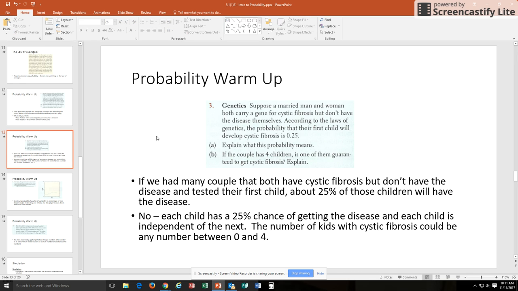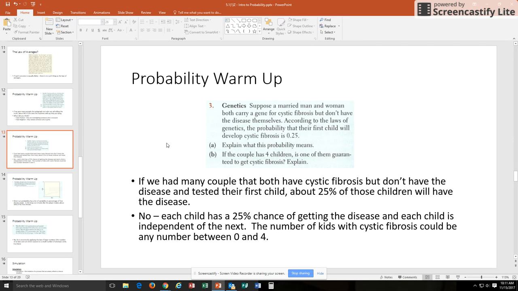Okay, so let's look at another example here. This one is genetics. Suppose a married man and woman both carry a gene for cystic fibrosis, but don't have the disease themselves. According to the laws of genetics, the probability that their first child will develop cystic fibrosis is 0.25. This is our Punnett square stuff.